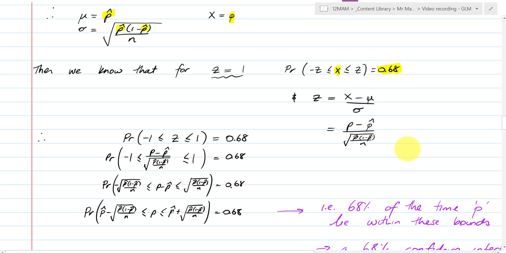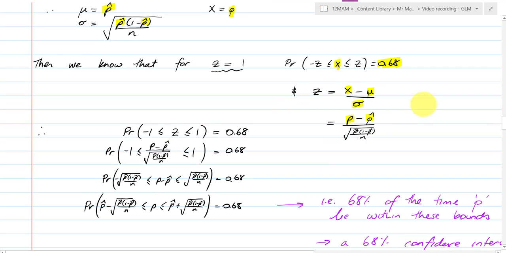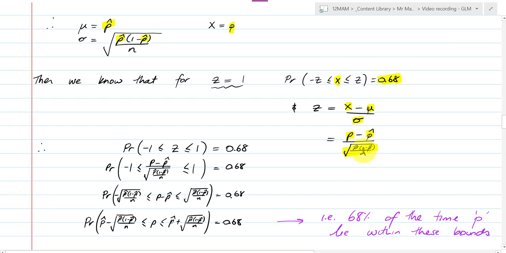What do we know about Z here? We know that Z is equal to X minus mu over sigma. We have a value for mu, we have a value for sigma, and we have a value for X because X is the thing we're trying to approximate. So we put in our X, which is P, we put in our mu, which is P hat, and we put in our sigma. This has all come from up here. These are the values that we know once we did that P hat P swap.